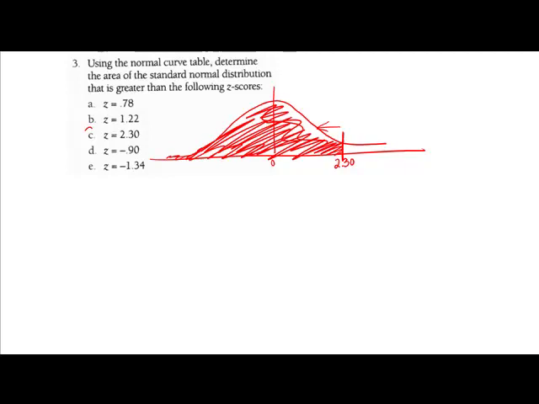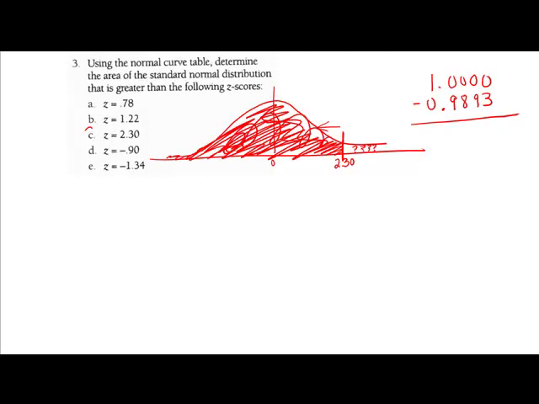That's the number we're going to get. So how can I calculate what this area is? Well, easy. I know that the total area of the curve is 1. And if I subtract the area that is less than, I'll be left with the area that is greater than. So I'm going to look up in the table, what is the z-score for 2.30? And that is 0.9893.